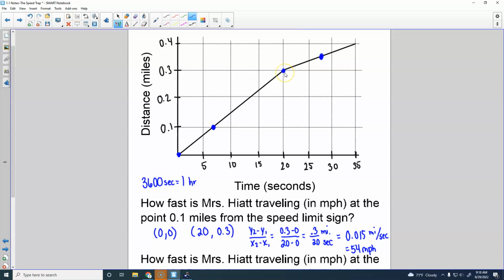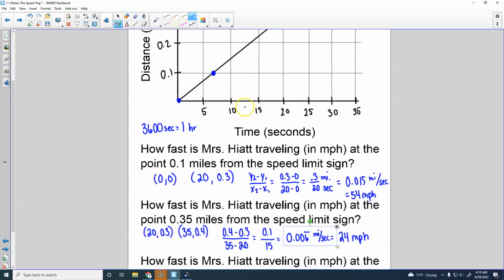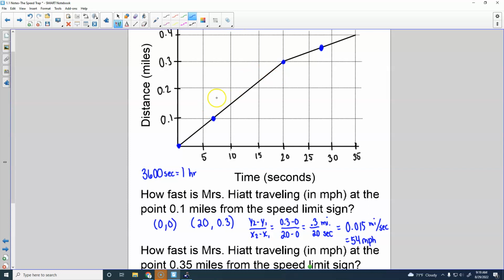So according to this particular graph, I went from 54 miles per hour to 24 miles per hour like that, right? Because I've got this sharp turn right here, and there's no in between. Now, for this last question, I'm just going to put some question marks. We can't really answer that question because on the left side of that point, I'm going 54 miles per hour, and on the right side, I'm going 24 miles per hour. So I just magically drop down to 24. Is that physically possible? It is not.